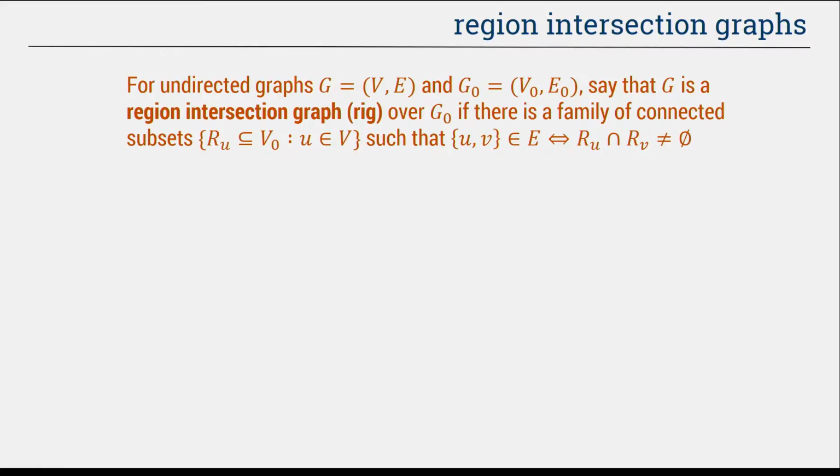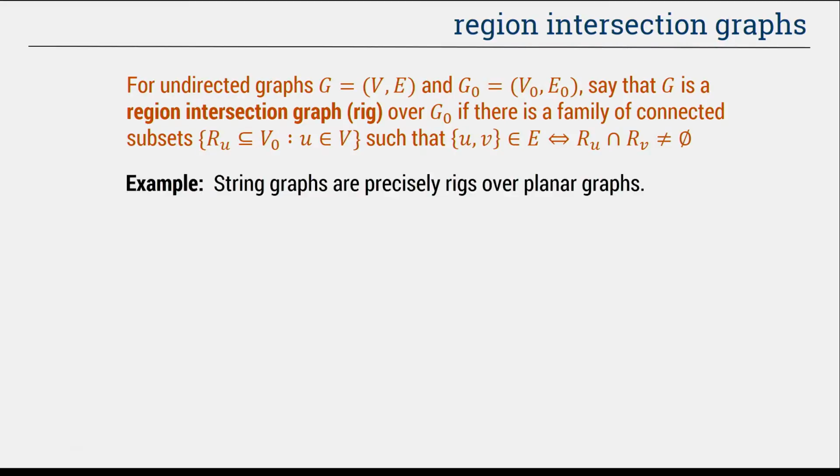But let me tell you, there's a more general setting in which things work out. So it's the notion of a region intersection graph. A graph G is a region intersection graph over a base graph G naught if G is the intersection graph of connected subsets of G naught. So you associate to the vertices of G connected subsets of the base graph, and then you put an edge between them if those 2 connected subsets intersect.